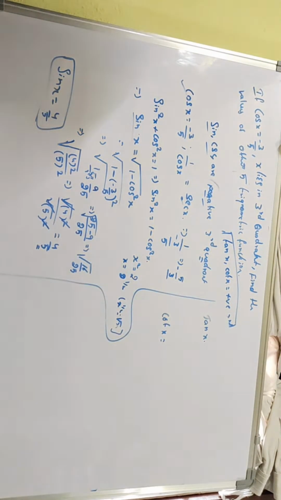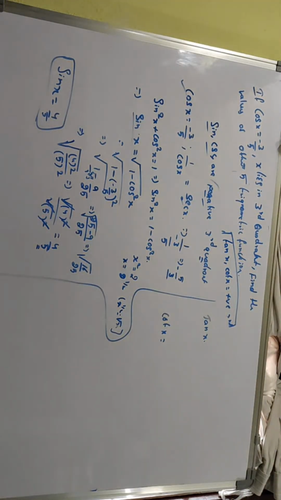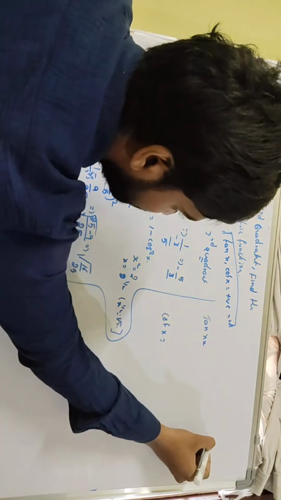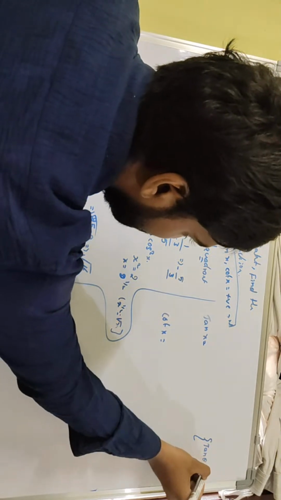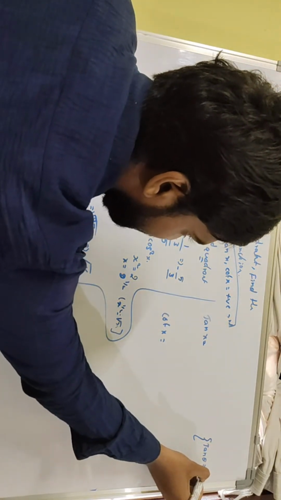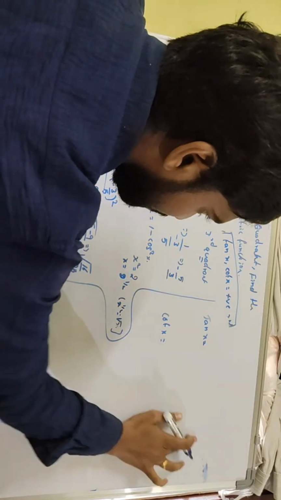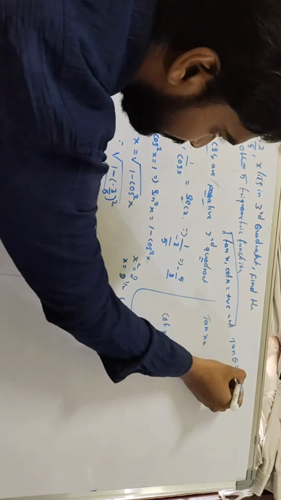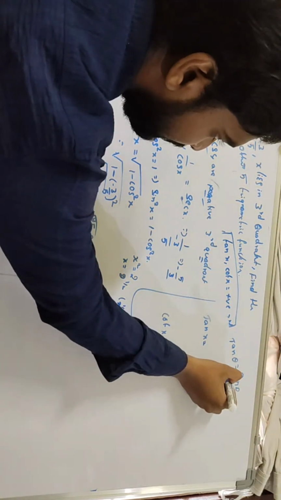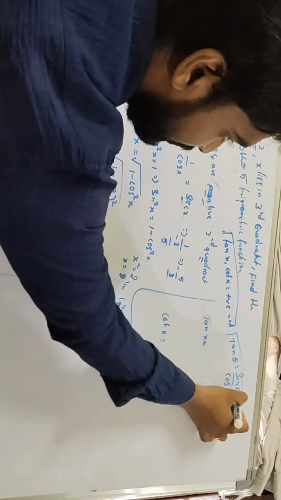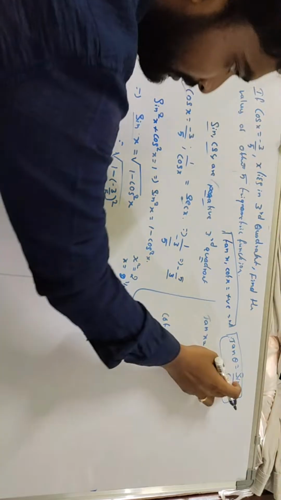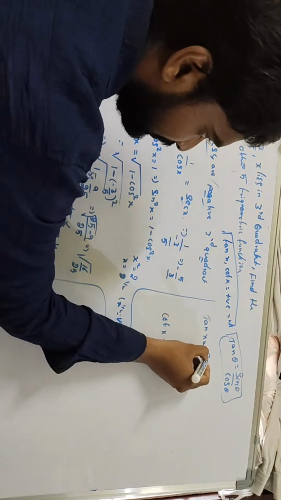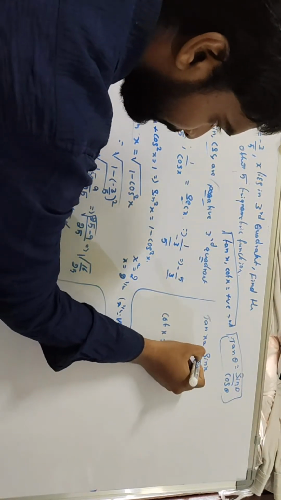Cot x. We already know the trigonometric formula: tan theta is equal to sin theta divided by cos theta. This is the important formula for finding tan theta. So sin theta, what value do we get? Sin theta here is 4 by 5. So for understanding, sin x by cos x.